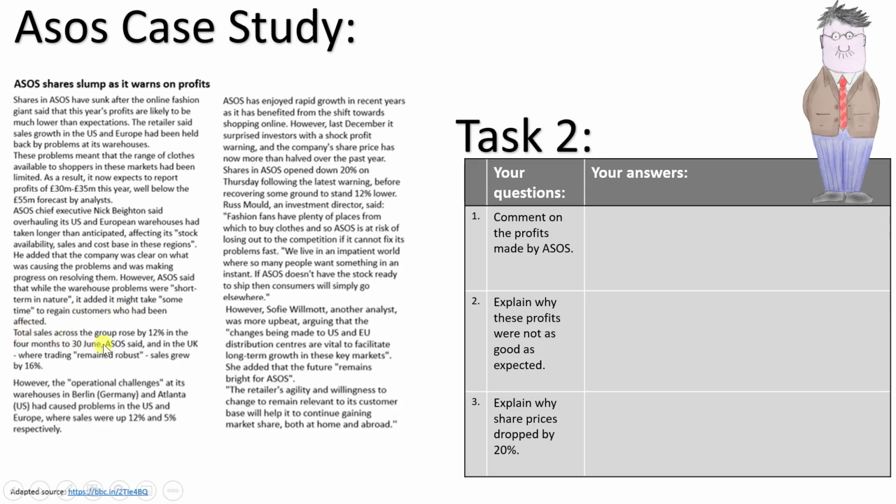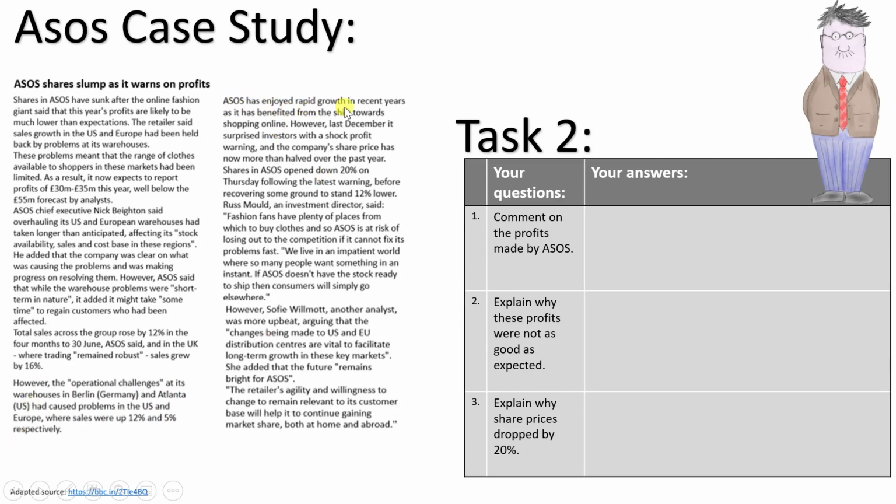Total sales across the group rose by 12% in the 4 months to 30th of June, ASOS said, and in the UK, where trading remained robust, sales grew by 16%. However, the operational challenges at its warehouses in Berlin, Germany and Atlanta, US had caused problems in the US and Europe, where sales were up 12% and 5% respectively.